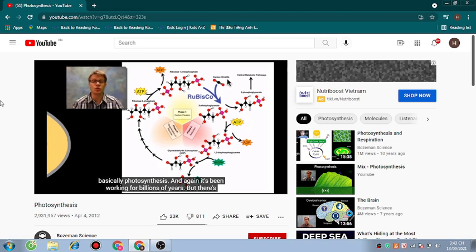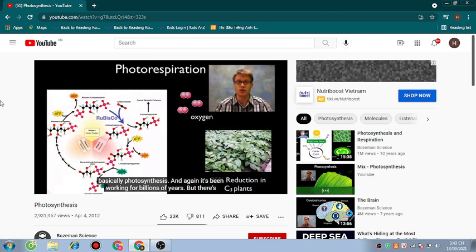Basically, photosynthesis has been working for billions of years, but there is a slight problem, and that problem is called photorespiration. Photorespiration occurs only when we don't have enough carbon dioxide.